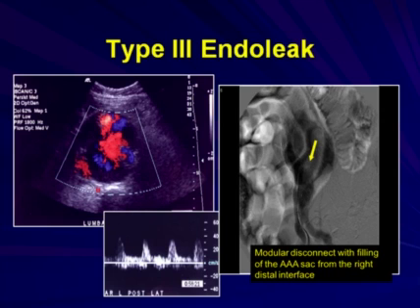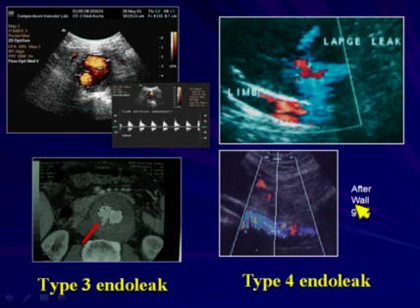Type 3 endoleak, this is a disconnect of the modular interface. Here you can see angiographically, and it was causing this big, huge leak you can see on the Doppler here by the color, right where this was disconnected here. Here's another type 3 endoleak seen on CT as well as duplex ultrasound confirmed with spectral Doppler.